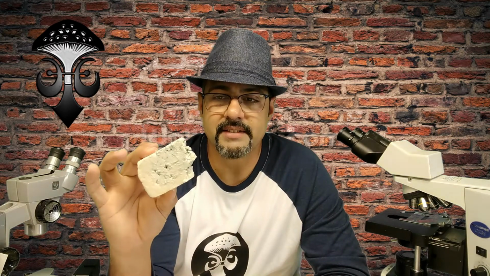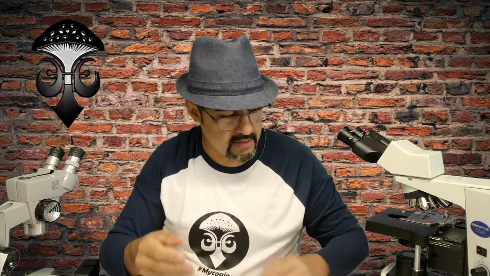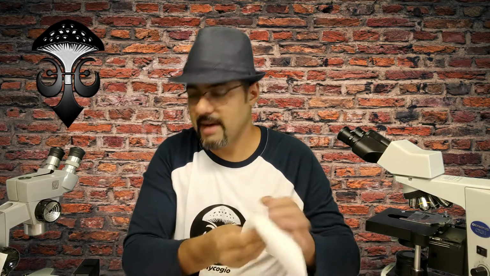Of course, it's called blue cheese because of the bluish veins and cavities that you can see in the cheese. And this is the way the colonies look on plates. Now, this fungus doesn't just grow there on its own. People inoculate the fungus into the cheese in order to get that specific flavor.